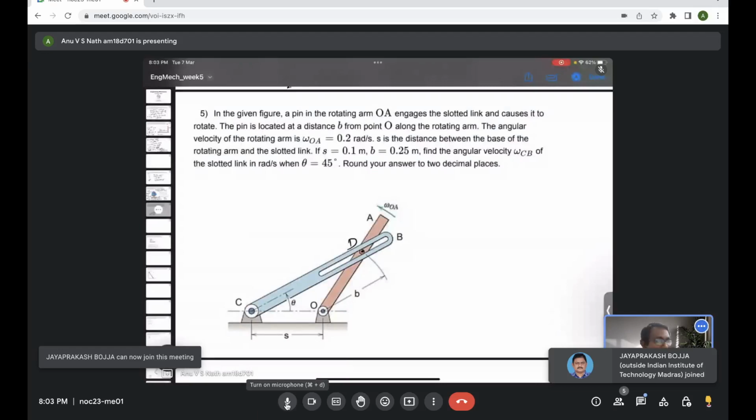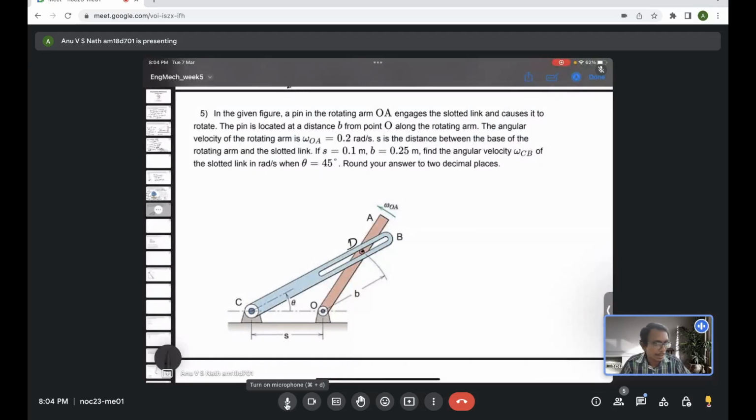Okay, so I'll explain how to do this. We can try different methods, but I will only follow one of the methods. The other methods we will see in the next problems. So in this particular case, the beginning point will be the same.